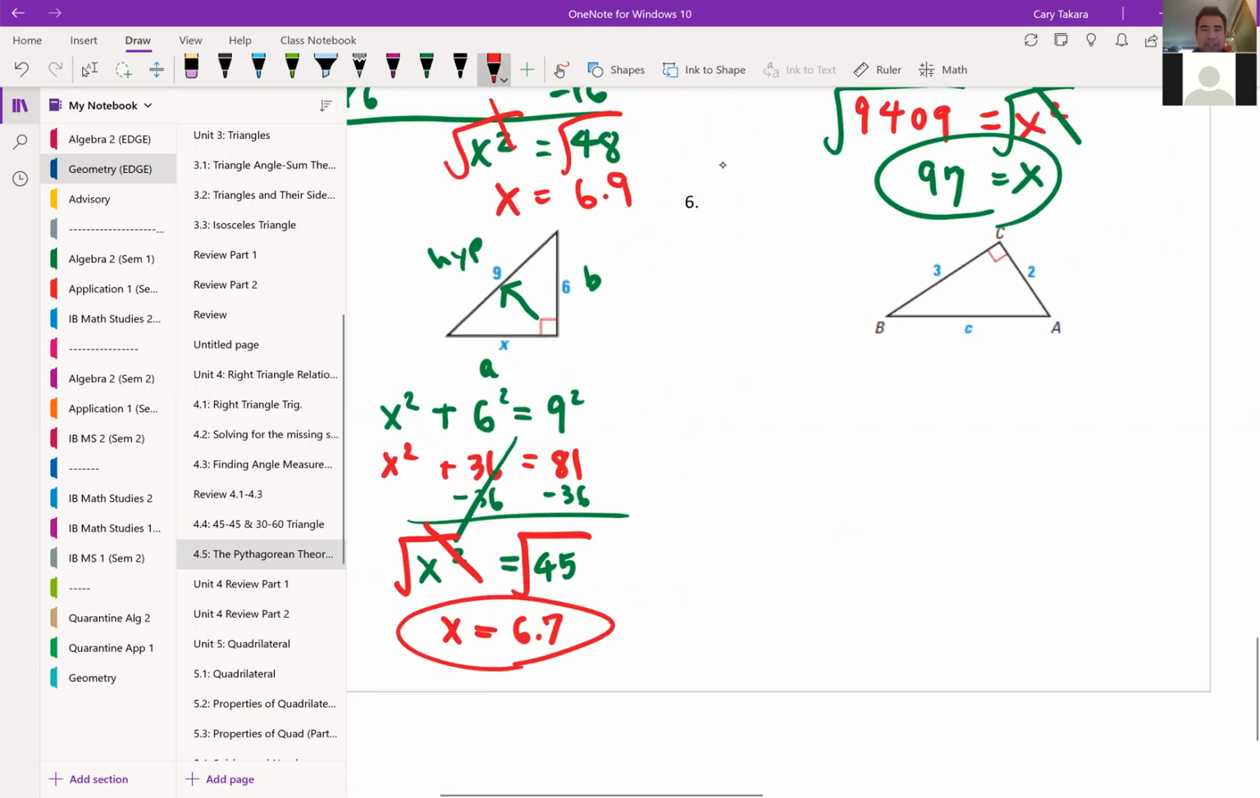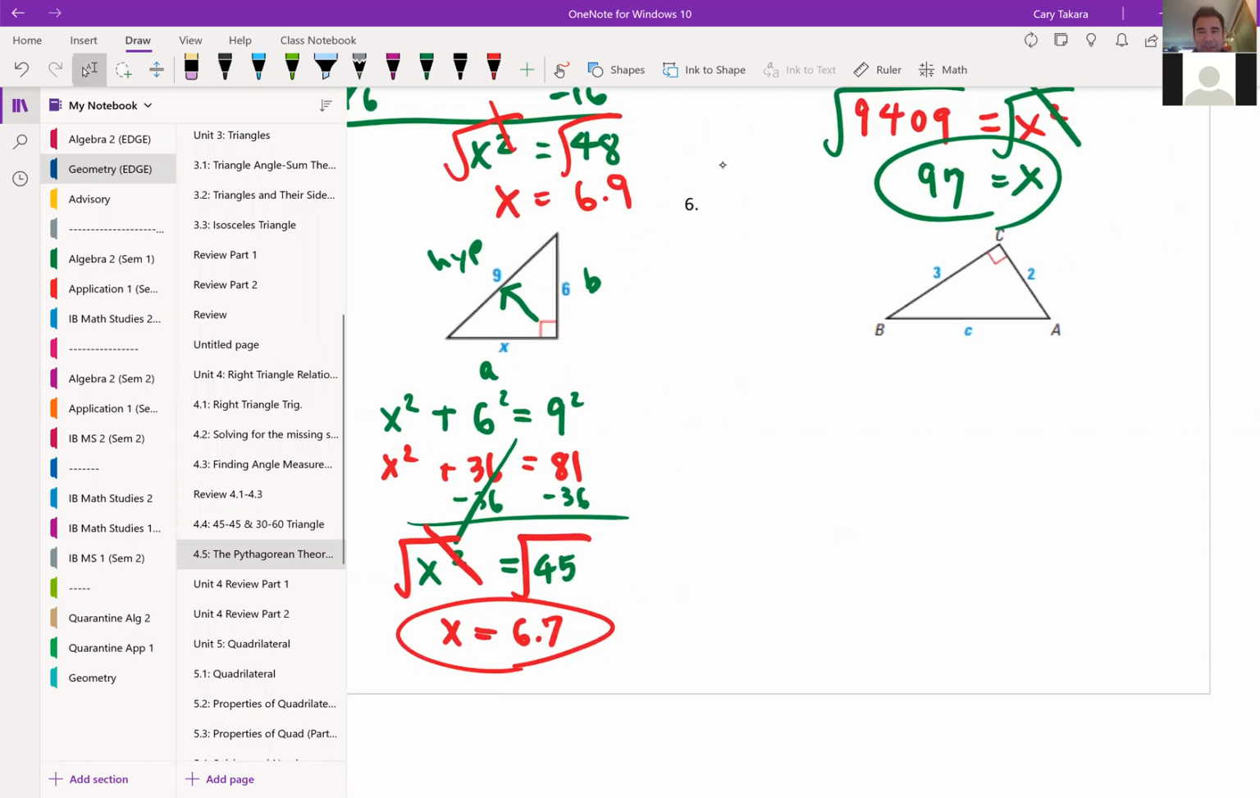Okay, let's take a look. The last question. Again, you do this all by yourself. What is going to be the C? Can you solve that? Okay, we're almost done, guys.